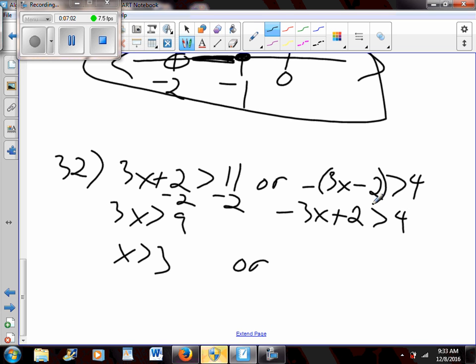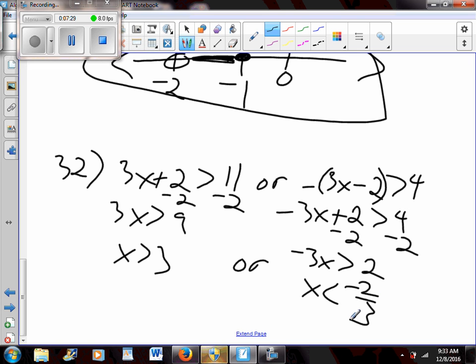Now coming over here, the first thing I had to do is drop the parentheses. When I do the negative out here, it changes this to a negative 3x and the negative 2 to a plus 2. Subtract 2. Negative 3x is greater than 2. Now what am I going to divide by? What's that do to the inequality? Yeah, it's going to change it. Okay?